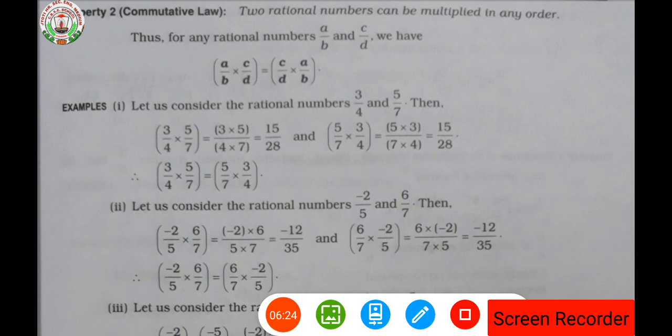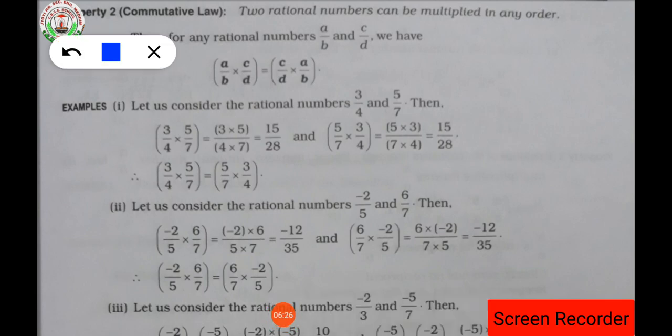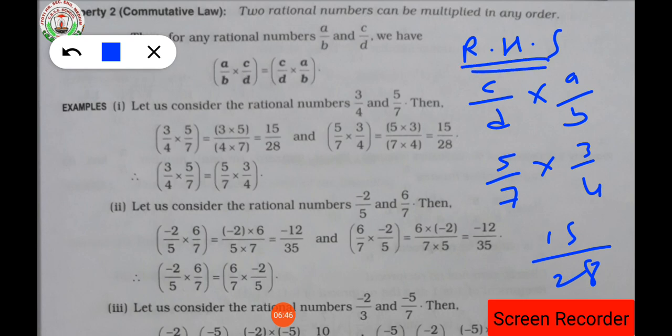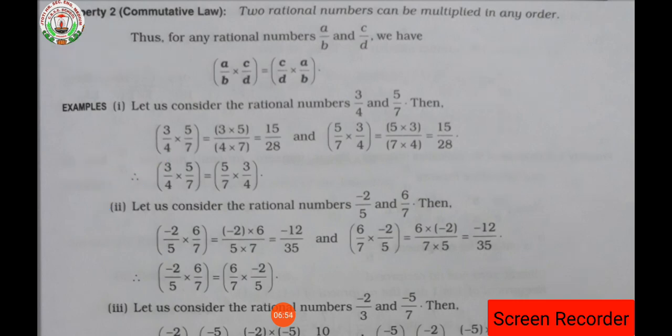Clear? Now let's see the right hand side. Okay, what is the right hand side? c by d into a by b we are having. What is the value of c by d we are having? That is 5 by 7, and the value of a by b we are having is 3 by 4. So multiply 5 into 3 will be 15. Again 7 fours is 28. Here again we can see that LHS is equal to RHS value. Isn't it? LHS value is equal to RHS value.